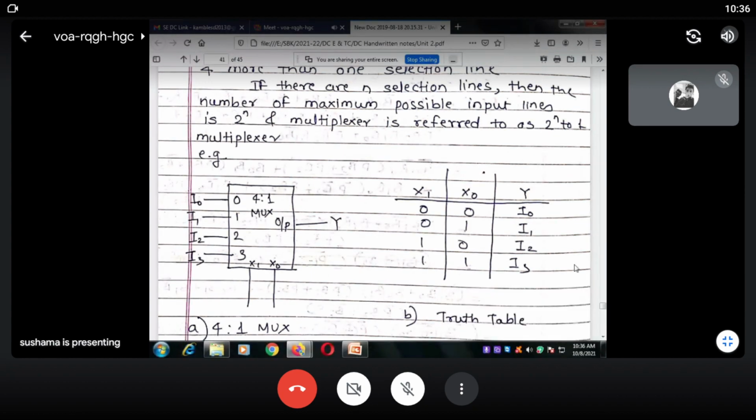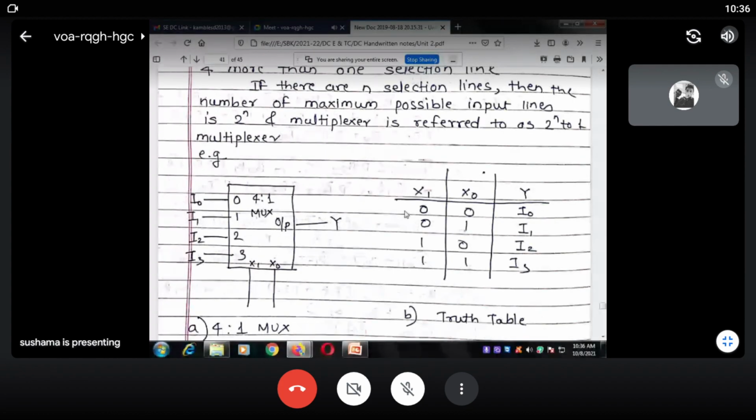Yes, sir. Okay. See, for 4:1 mux, we are saying there are 4 inputs. You can write here I0, I1, I2, I3, or you can write D0, D1, D2, D3. In most of the books, it is written like D0, D1, D2, D3. Doesn't matter. Just you should know these are the inputs. And for the selection lines, always we are using the symbols S1, S0 or S2 like this. Here it is written as X1, X0.